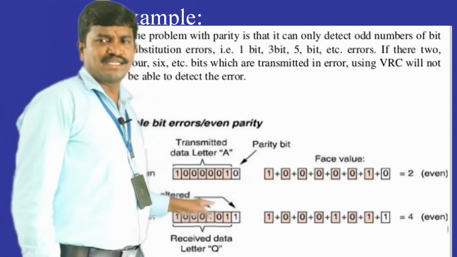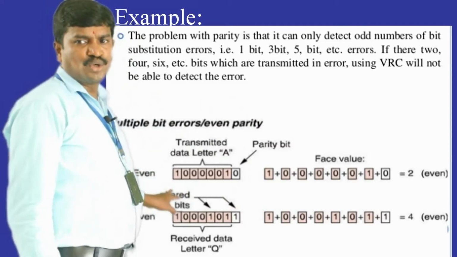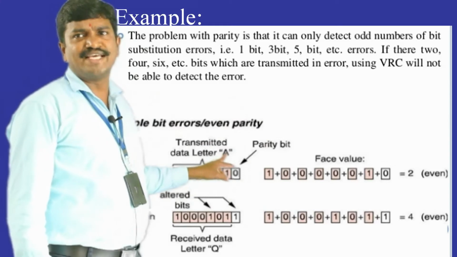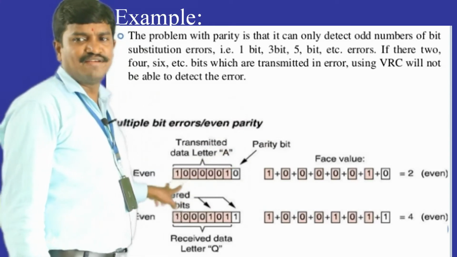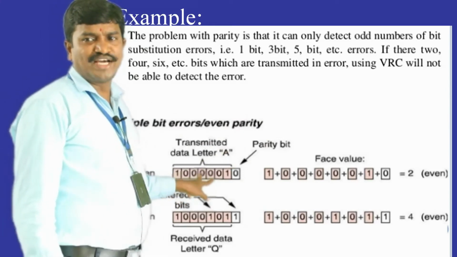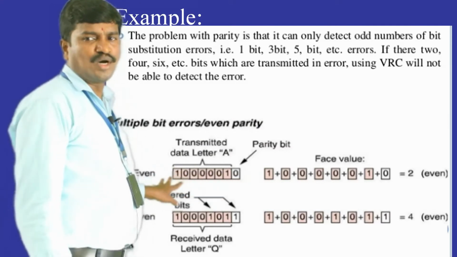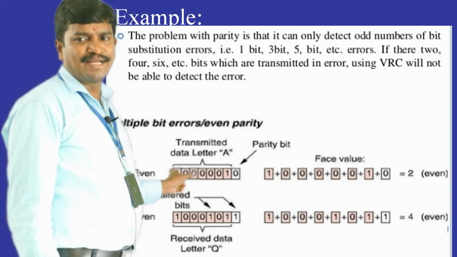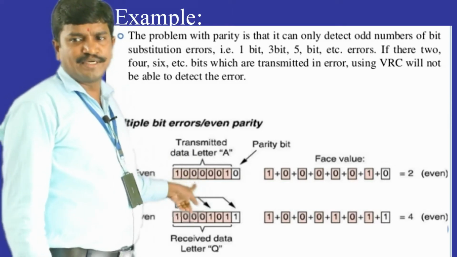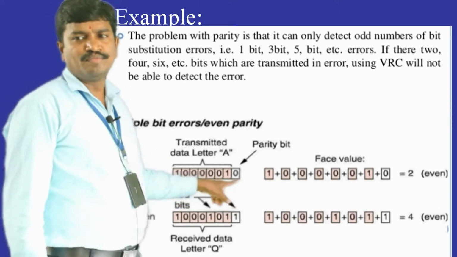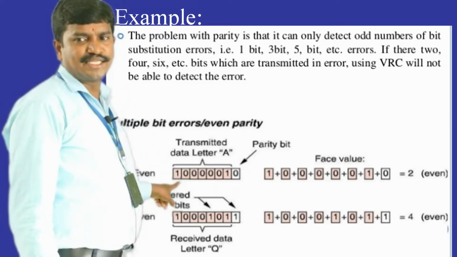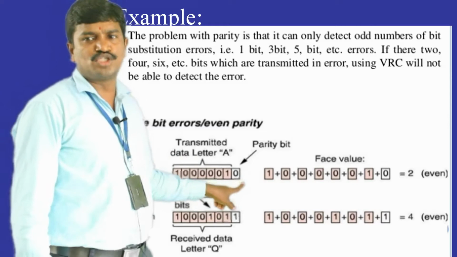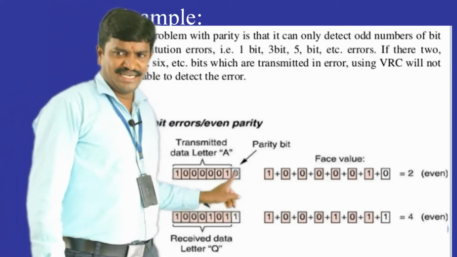So now let us look into one example. Here the letter A is transmitted. The ASCII value of A is 65. The binary value of 65 is 1, five zeros, followed by 1 0. So this is the code belonging to capital A. Now whenever it is transmitted as a code word, the total number of ones present in A is 2. So the parity bit is set to 0, and it is transmitted.